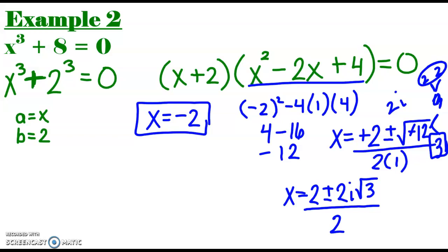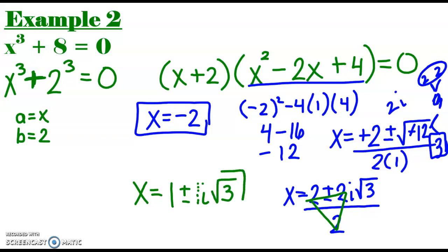Oh, but check your triangle here. I can simplify. 2, 2, and 2 are all divisible by 2. Right, we can divide those. We get x equals 1 plus or minus 1i radical 3 over 1, which we wouldn't write, so there's our other 2 solutions.